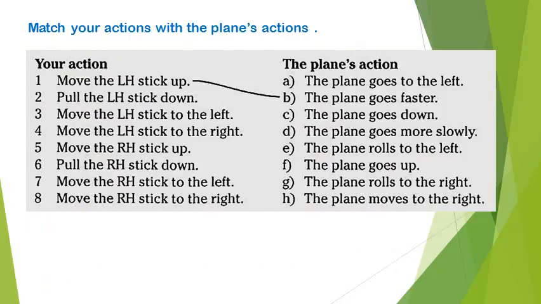So this is an activity for the function of each part of the joysticks or the remote control of the plane. Here we need to match the action with the plane's actions. First you are going to read your action and then move to the plane's action according to the reading part. So number 1 is answered. What happens if you move the left hand stick up? The plane goes faster.